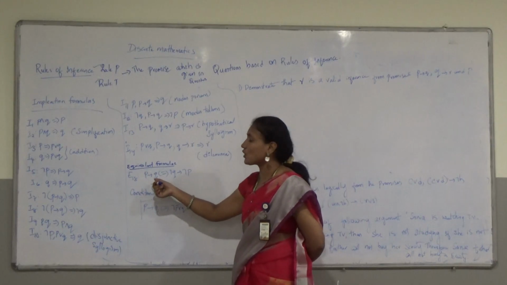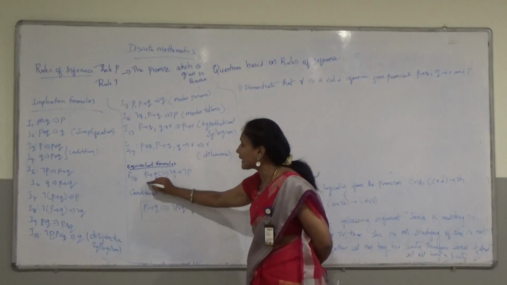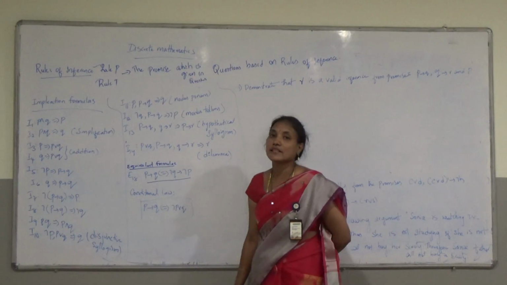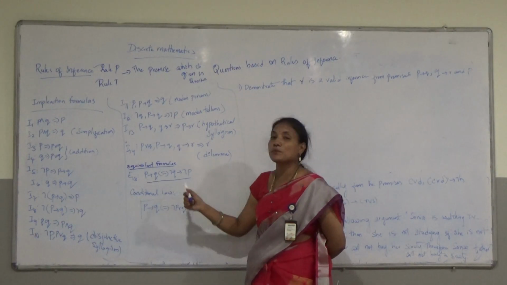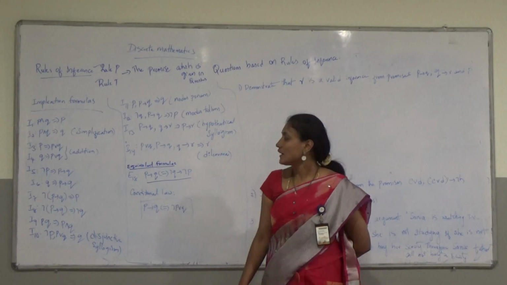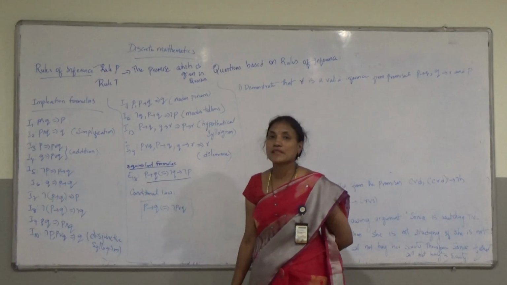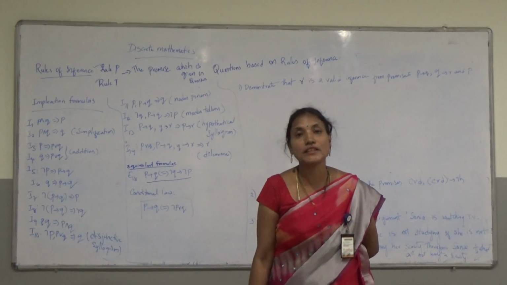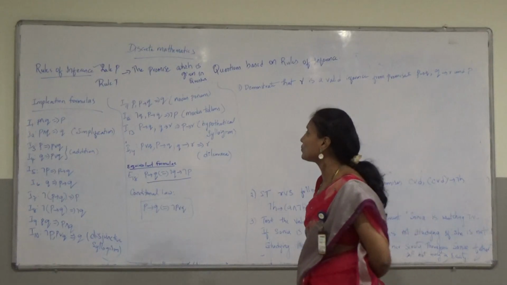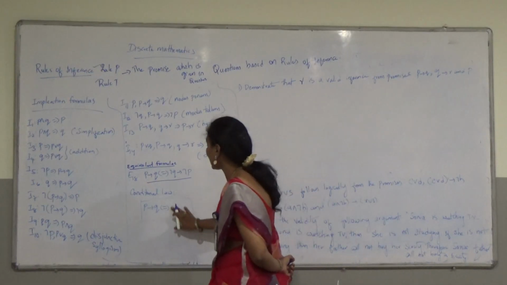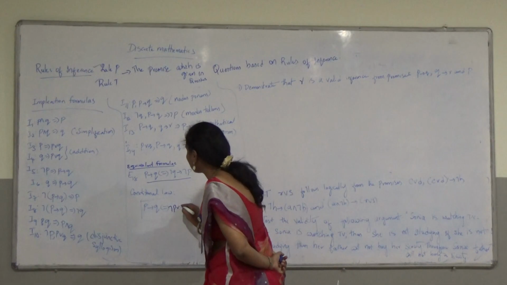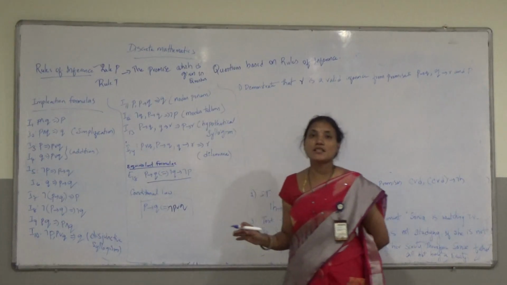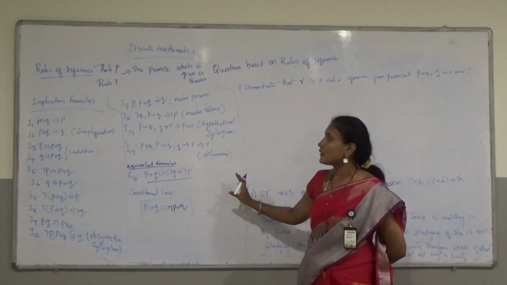The equivalent formula E18 is represented as P implies Q is equivalent to negation Q implies negation P. And the conditional law is represented as P implies Q is equivalent to negation P or Q. So these are the different implication and equivalent formulas.